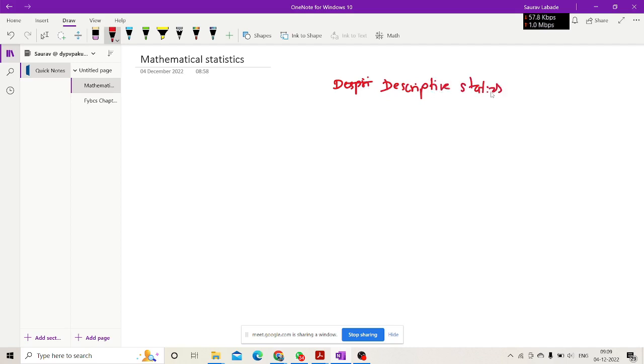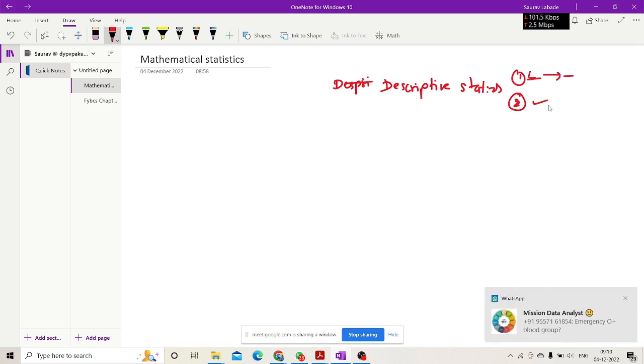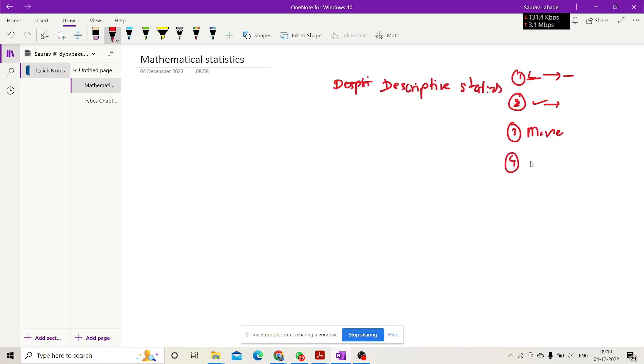In the descriptive statistics, all four chapters. The first one is data condensation and presentation, right? The second was descriptive statistics. Third was moments, right? Moments, skewness and kurtosis. And fourth was theory of attributes, right? So all that we have already discussed. So paper first is covered.